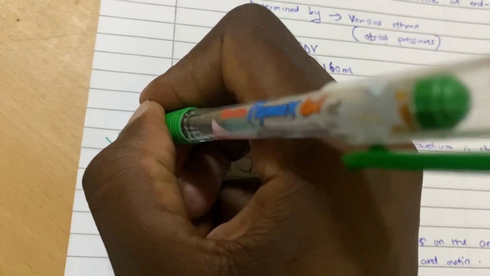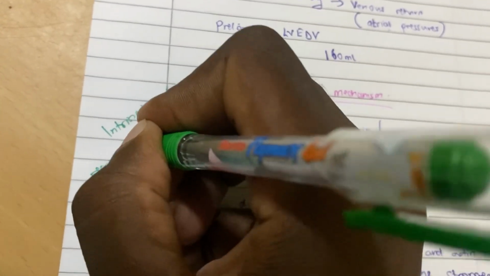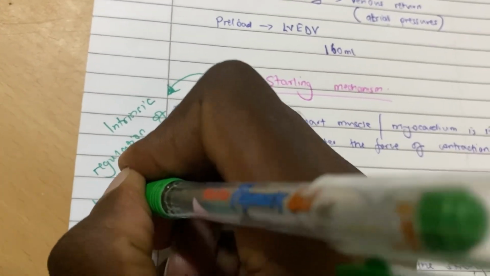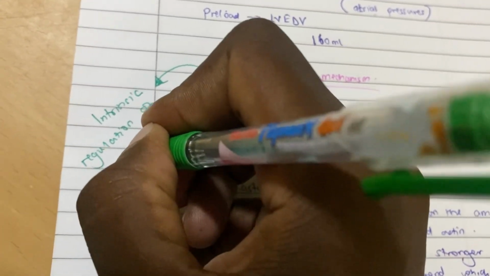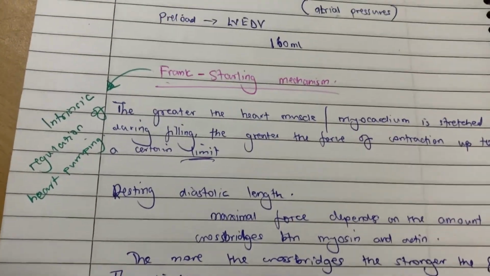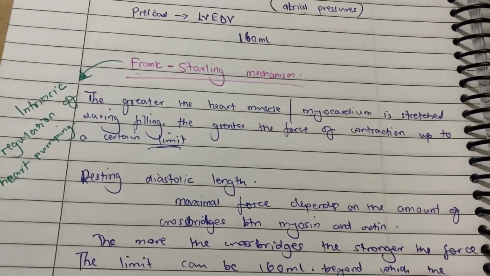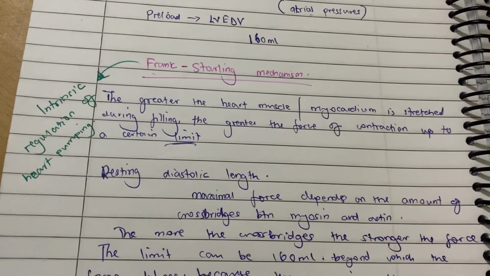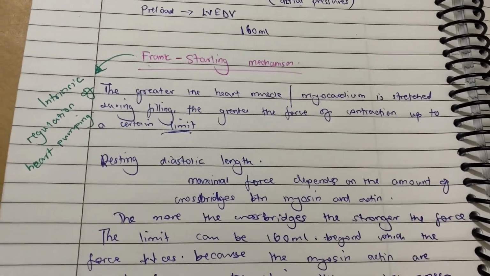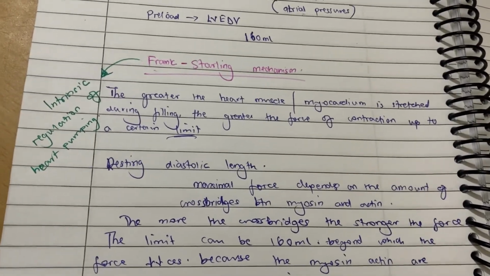It is intrinsic regulation of heart pumping, just by the amount of blood which is there. If it is less, the force of contraction is reduced. If it is more, the force of contraction is increased up to a certain limit, beyond which the force of contraction decreases.